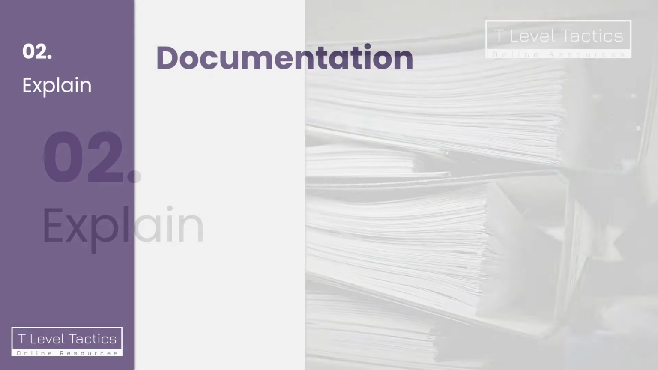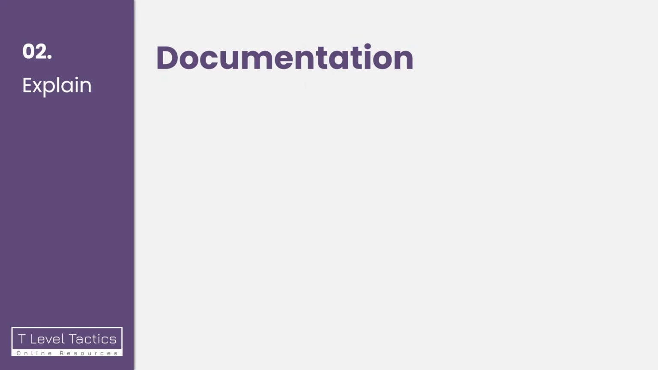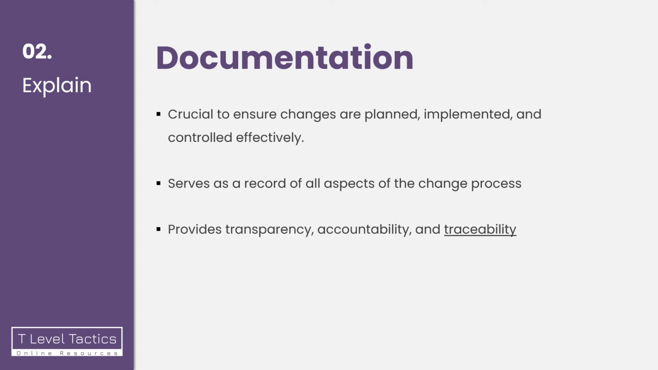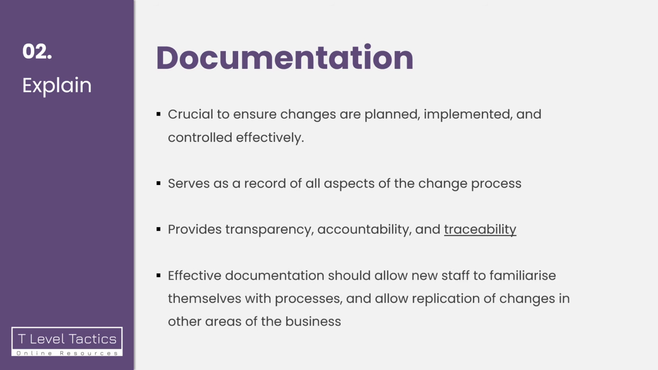Let's have a look at some documentation. What is documentation in a change process? Well, documentation is crucial to ensure that changes are planned, implemented, and controlled effectively. And it serves as a record of all aspects of the change process. It helps to provide transparency, accountability, and traceability. And effective documentation should allow new staff to familiarize themselves with processes and allow replication of those changes in other areas of the business.